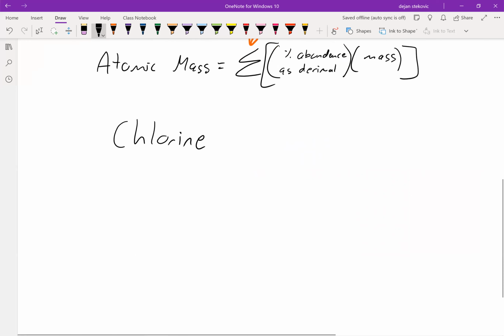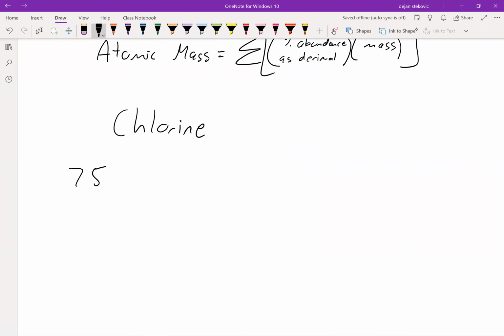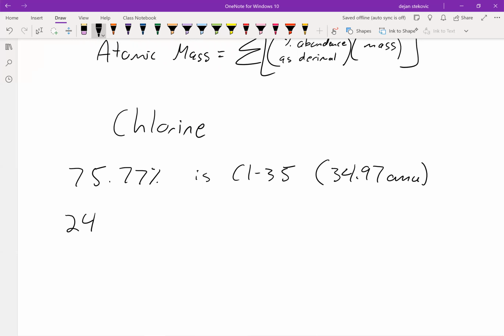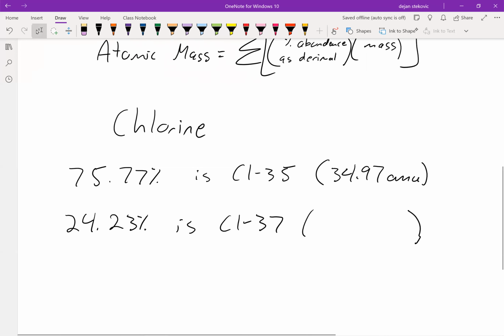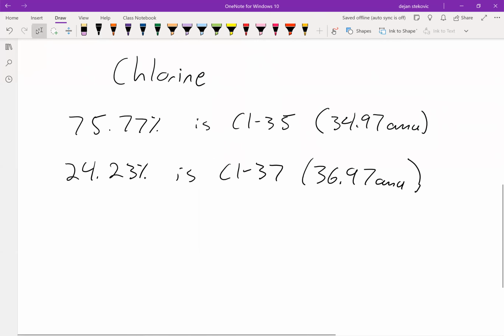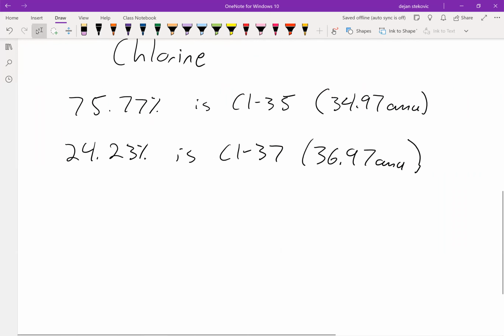Chlorine. So in the case of chlorine, 75.77% of chlorine is Cl-35, which has an atomic mass of 34.97 AMU. And then the rest of it, 24.23%, is chlorine-37, which has a mass of 36.97 AMU. And so now what we want to do is calculate the atomic mass.